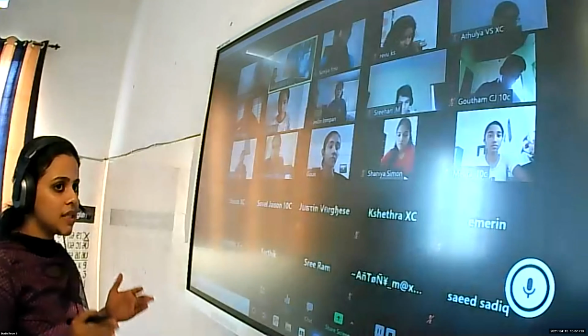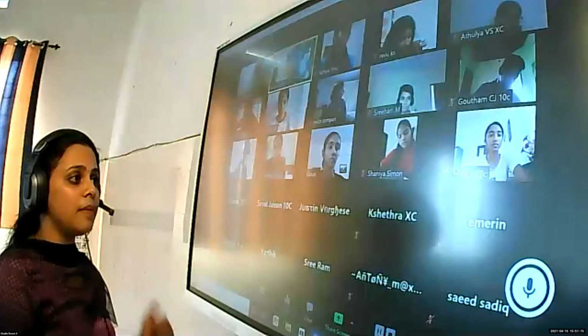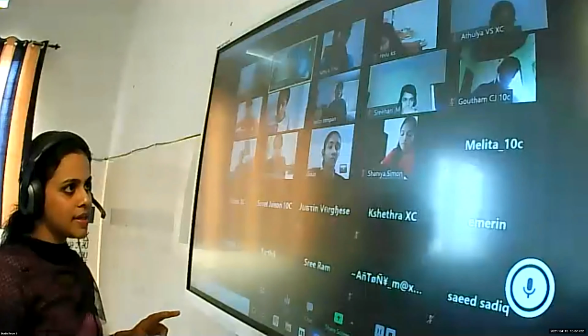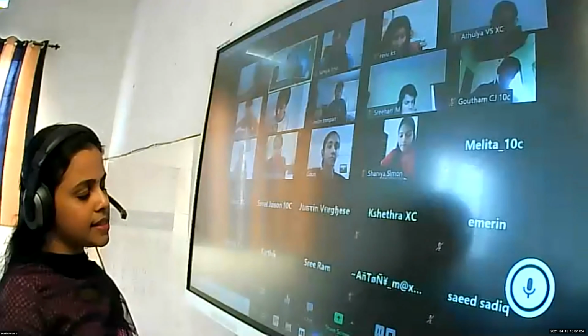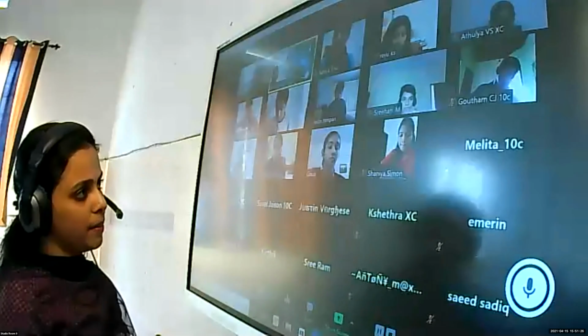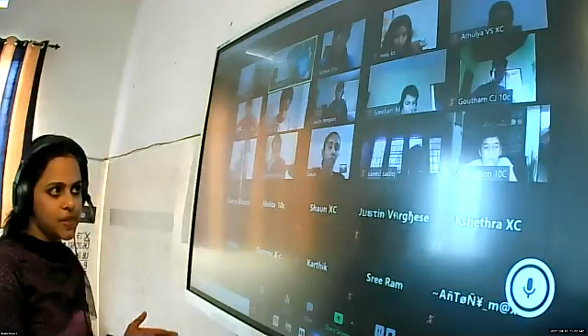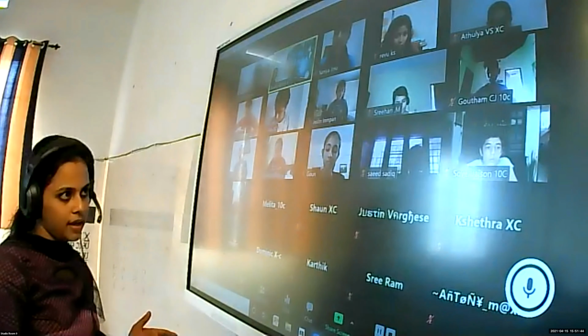If you place the object at infinity, where do you get the image in the case of a concave lens? At the focus. We have two focus, f1 and f2, in the case of a lens. In which focus do you get the image? Is it f2 or f1? F1. Where is this f1 situated? On the same side of the lens or behind the lens? Same side, right? That is where we are placing the object. On that side itself, we get the image.